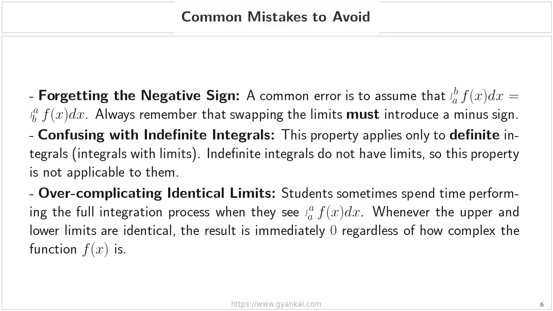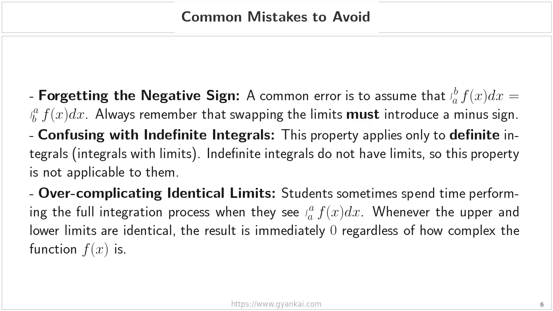Finally, let's talk about overcomplicating identical limits. Sometimes, when students see an integral where the upper and lower limits are the same, like the integral from a to a of f of x dx, they start trying to go through the whole process of finding the antiderivative and evaluating it. But remember what we discussed earlier. If the lower and upper limits of integration are identical, the value of the integral is always 0. It doesn't matter how complicated the function f of x is.